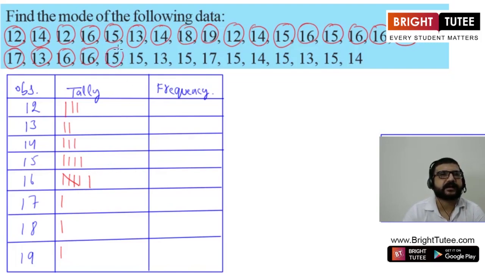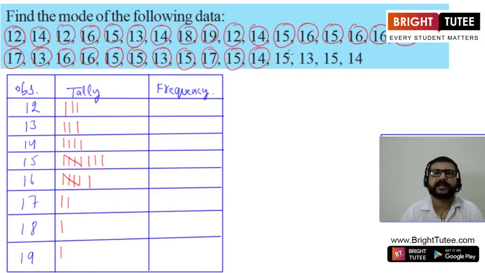Now after 16 we have 15 2 times, so we will put 2 tally bars in front of 15, like this, and one more tally bar. And then we have 13, and 15, one tally bar in front of 15, and then we have 17. After 17 we have 15 again, so one tally bar in front of 15, and then 14, one tally bar in front of 14, and then 15 again, one more tally bar in front of 15, and then 13, one tally bar in front of 13, then we have 15 again, one more tally bar in front of 15.